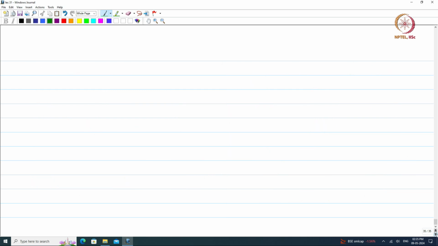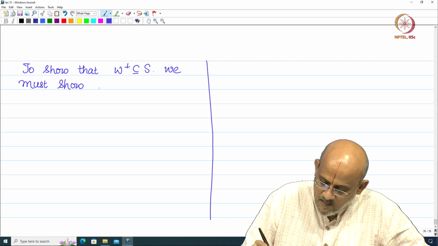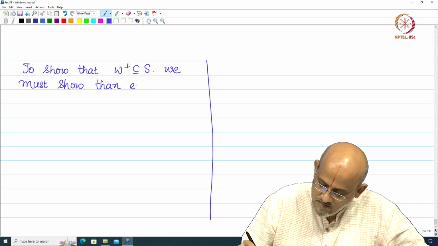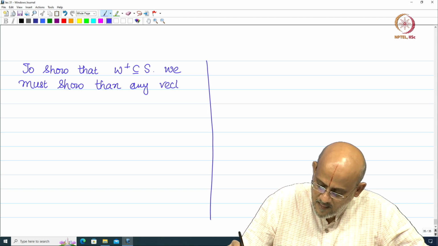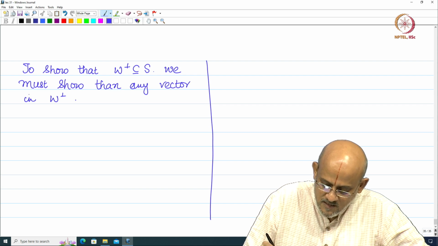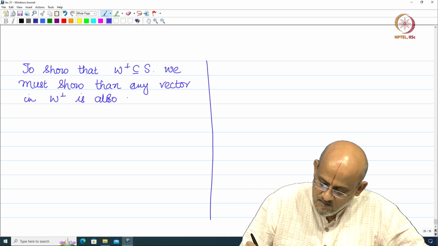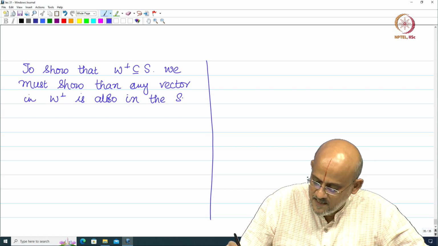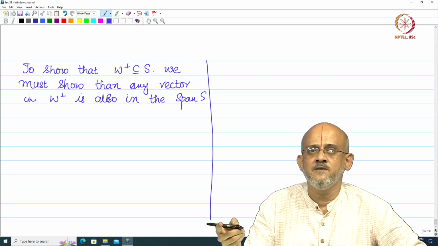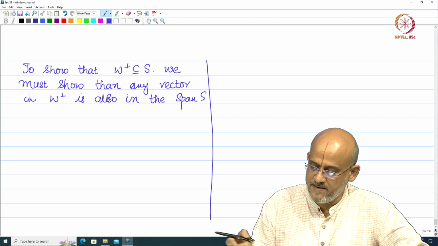Now what we want to do is prove the other way around: that W perpendicular is a subset of the span. Okay. Now we must show that any vector in W perpendicular is also in the span S. What is this S? S is basically the span of those vectors Vk plus 1 to Vn, right. That is the span.